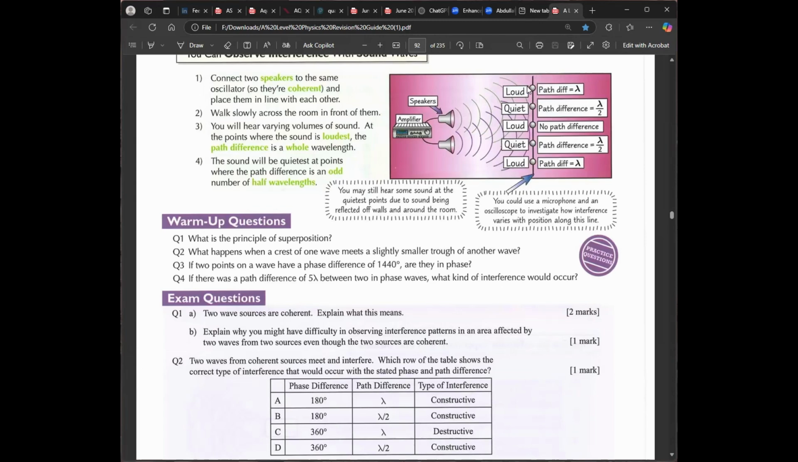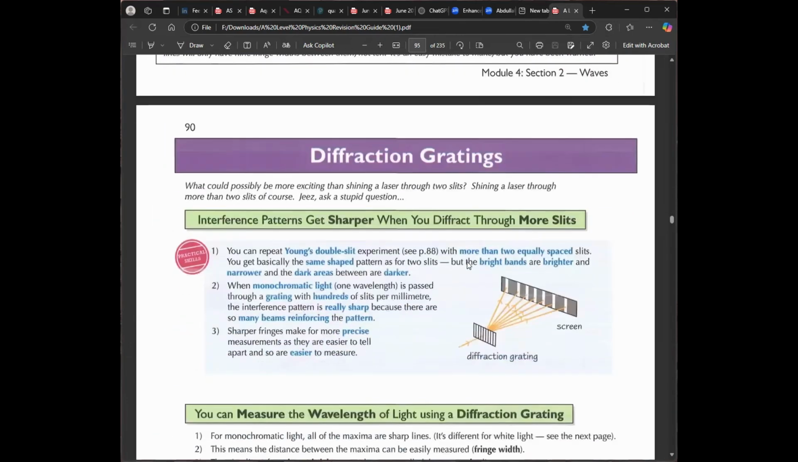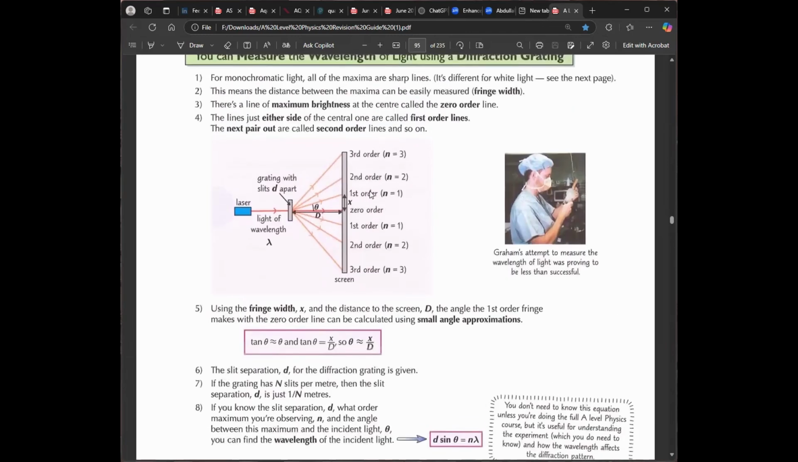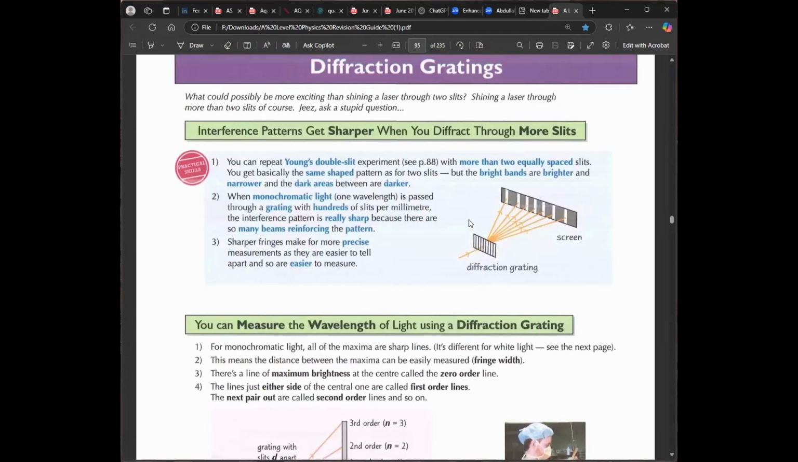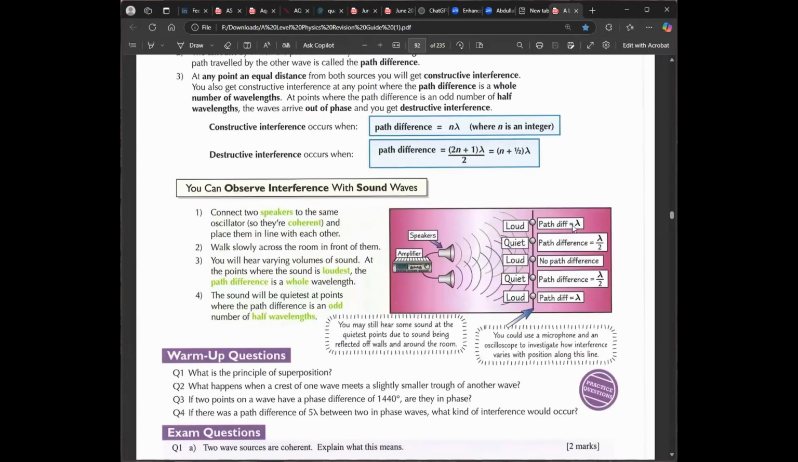Then the point that comes after that is basically first order. This was zero order, this is first order. At first order you have a path difference of lambda. So as you keep on going, for the first order the path difference is lambda. That's why you have constructive interference. For the second order, the difference should be 2 lambda, because it's still a constructive interference, and the path difference should always be n lambda. So it should be 2 lambda.